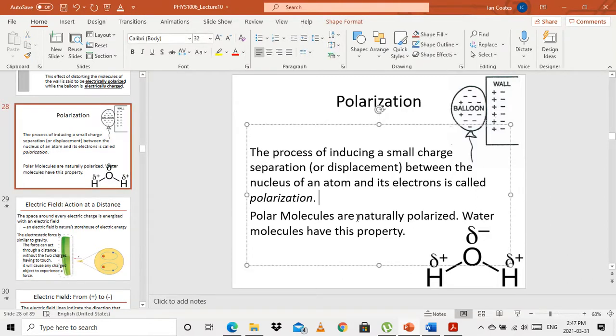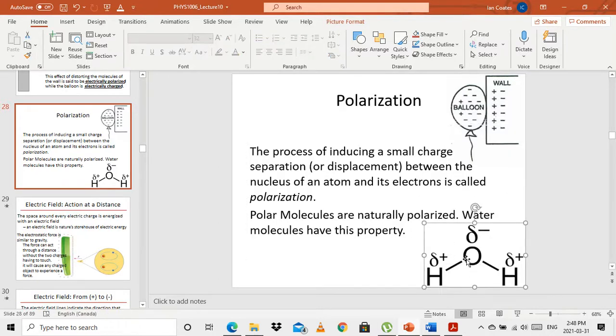What do we got here? The process of inducing a small charge separation, you'll see the same thing. Okay. You'll see in the balloon all the negatives. And then the molecules haven't moved. They've just kind of turned around. Okay. And they're showing their feet, which are positive. And that's how that goes. It works exactly the same way.